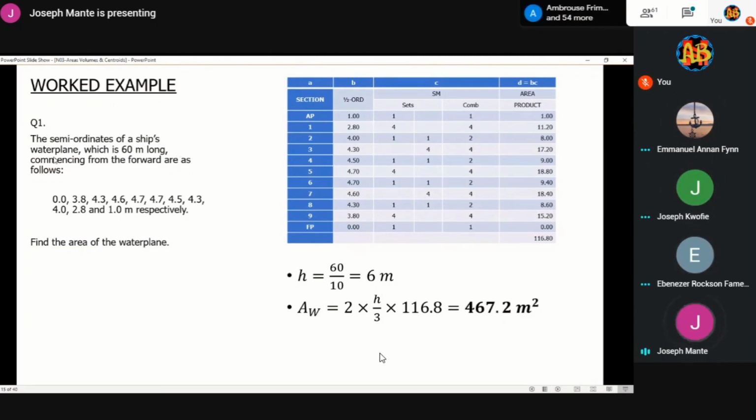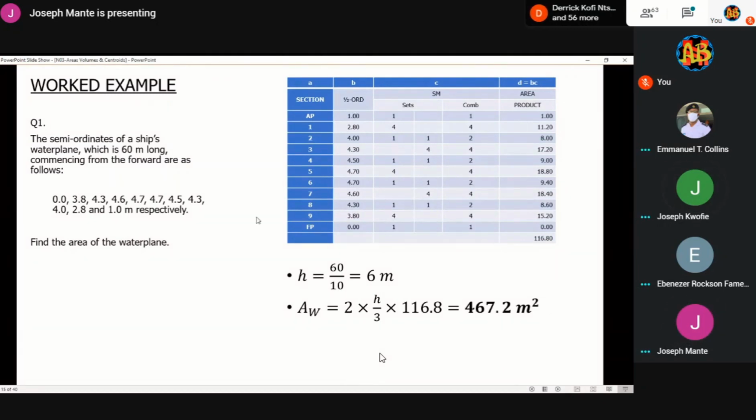You understand? This is the semi-coordinate of a ship's water plane, which is 60 meters long, commencing from the forward, as follows. Find the area of the water plane. So now you have to deduce. You count the intervals: 1, 2, 3, 4, 5, 6, 7, 8, 9. You have the forward and you have the aft, then you deduce your sections. Then you bring your semi-coordinates.